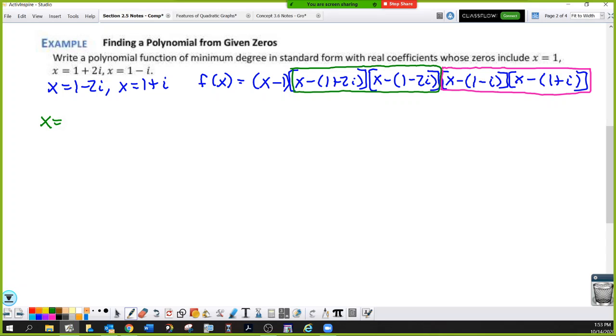I know that x equals 1 plus or minus 2i. I also know that x equals 1 plus or minus i. And it's color-coded. They both start the same way. Remember, what we're trying to do is get the quadratic back that produced these complex zeros. So we do that by subtracting 1 from both sides for both of these. They follow the exact same rules.